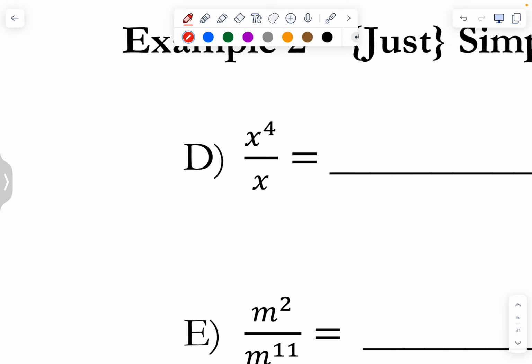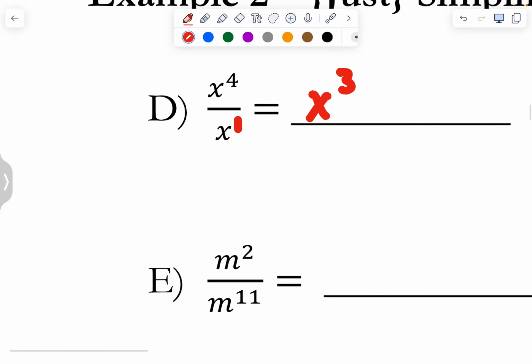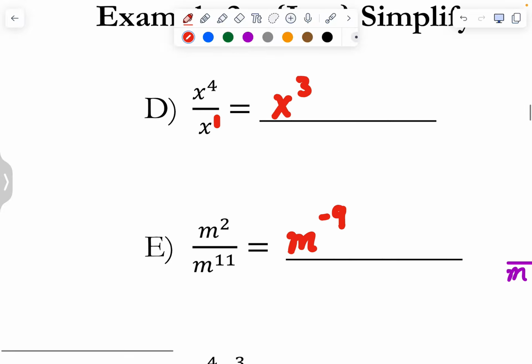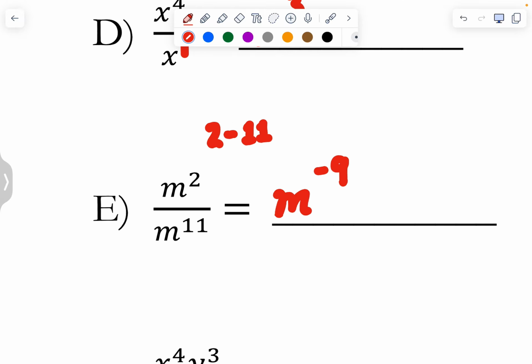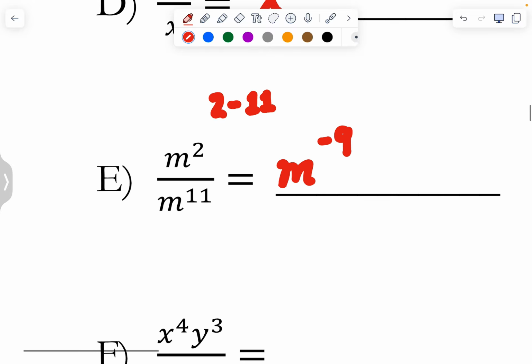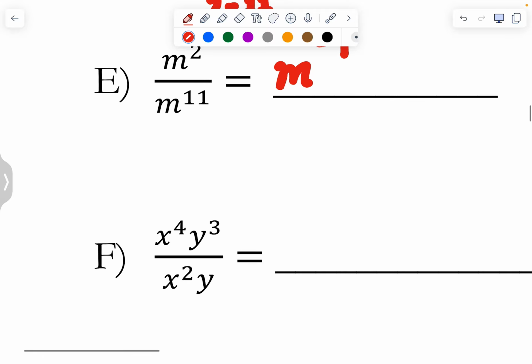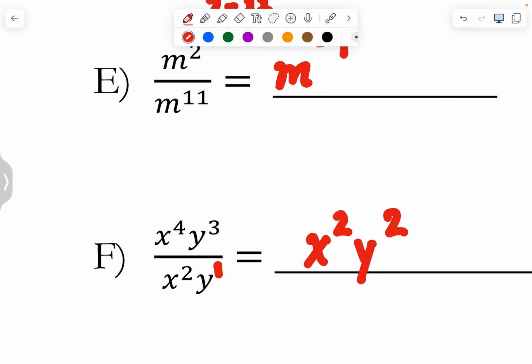All right, so let's do these without expanding. This one, again, we're going to get x to the 3rd, right? Because 4 minus 1, there's like a 1 there. This one, if I do this straight up, it's going to be 2 minus 11, right, which is going to give me a negative 9. Right now, this is okay for an answer. Eventually, we'll talk about how to turn this into a positive, but we don't have the negative exponent yet, so we'll talk about that in a little bit. And then the last one, again, we have 4 minus 2 for the exponent of x, so it's x squared. And then we have 3 minus 1, so that would be y squared.